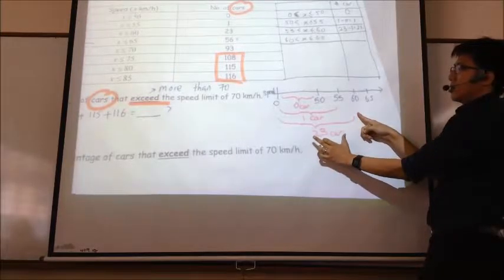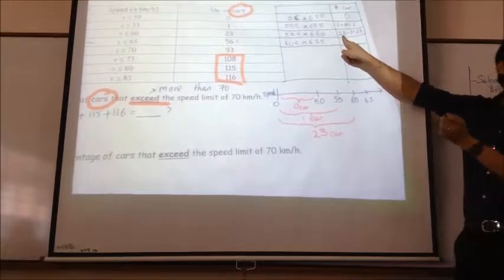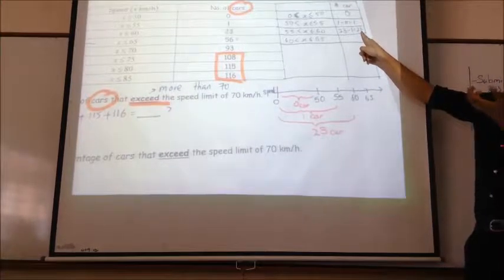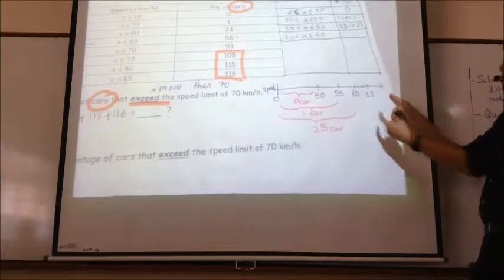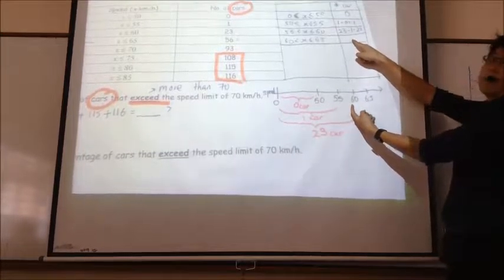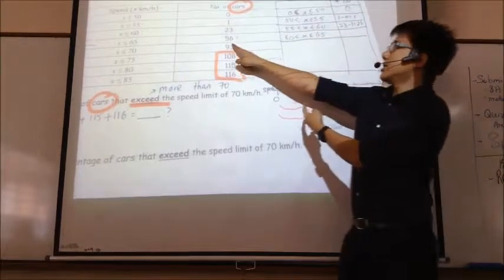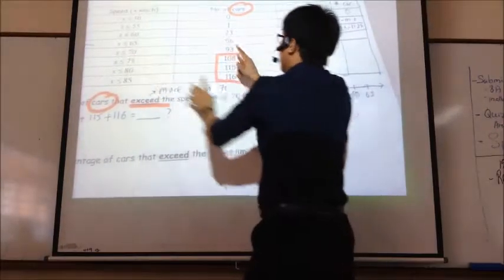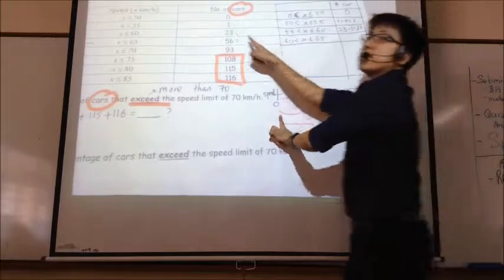What must you do? You must take 23 minus 1. Can you see that? 23 minus 1. That's why I got 22. But my question is, if I want to take 60 to 65, I want to know this number. What must I do? First, I must read this number again, right? 65 means from 0 all the way to 65 is how many cars?